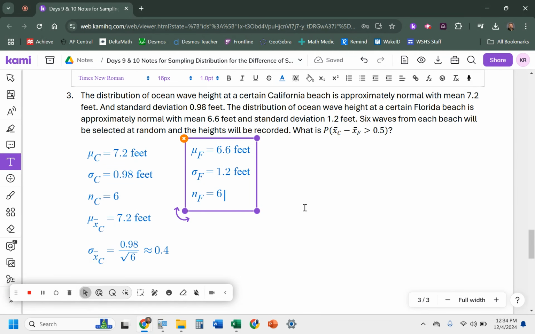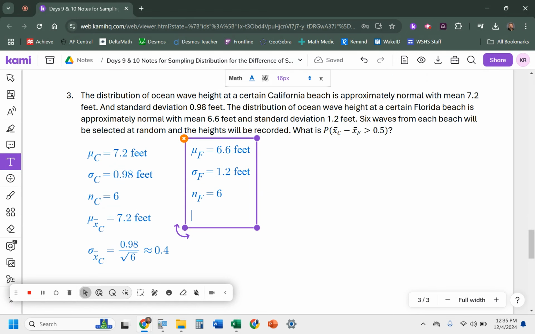of wave heights from the Florida beach. And so if I was to build a sampling distribution of sample means from all the random samples of size 6 from that particular beach in Florida, what I would be looking at is very similar to what we did here. I would say mu of x bar. In other words, the mean of all of the samples of size 6 from this Florida beach is just going to be equal to the population mean. So here it would be 6.6 feet.